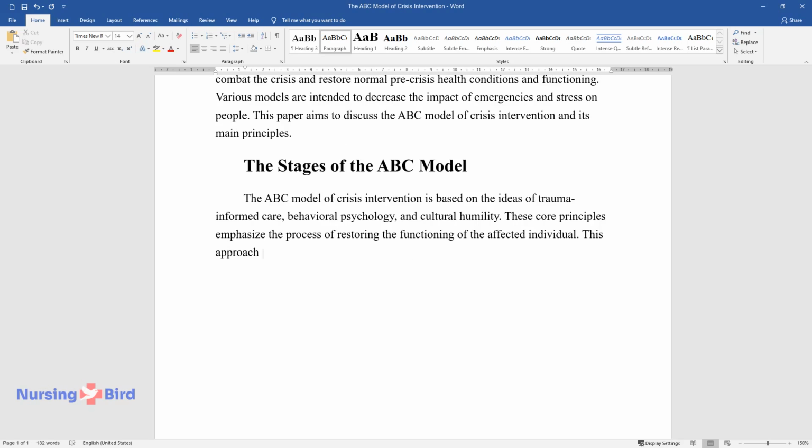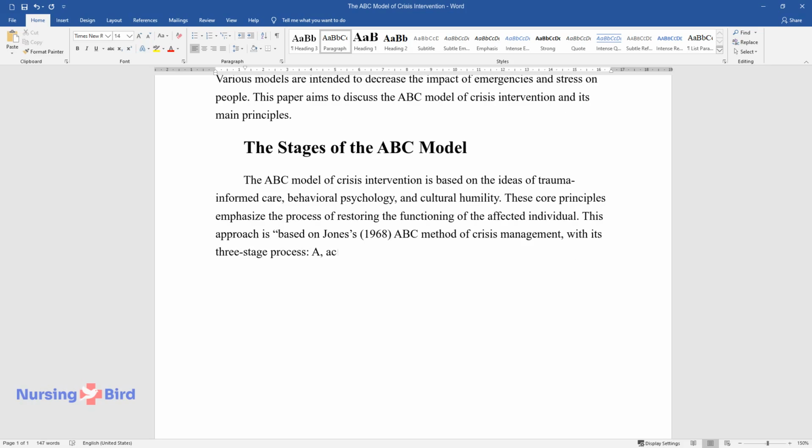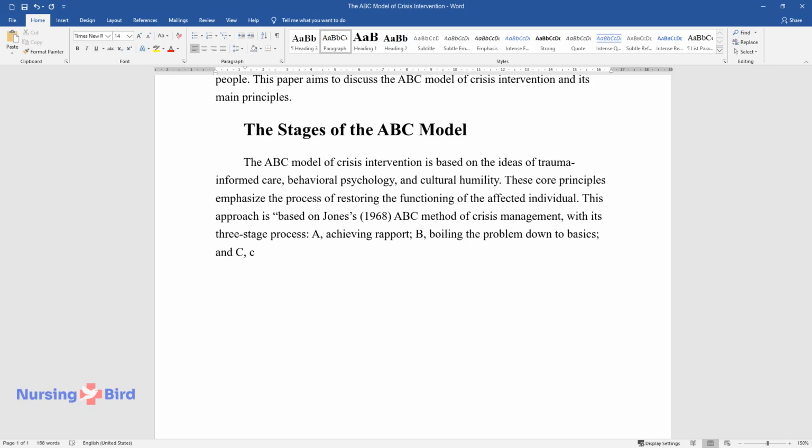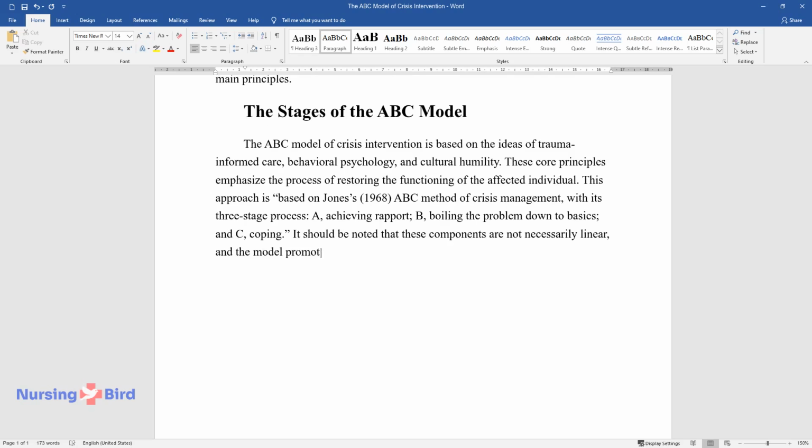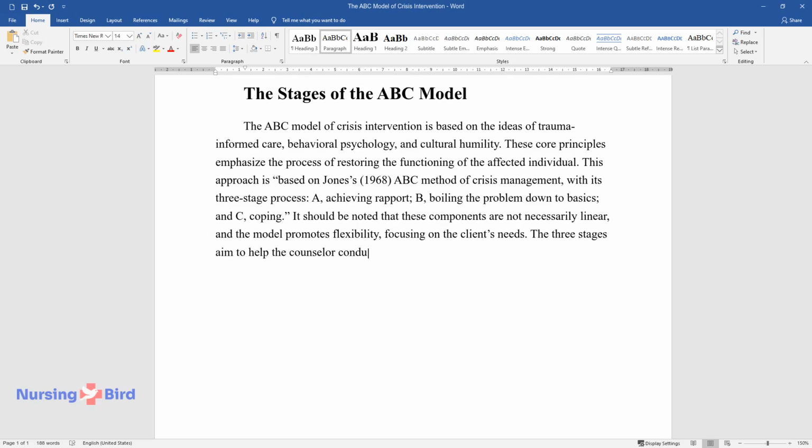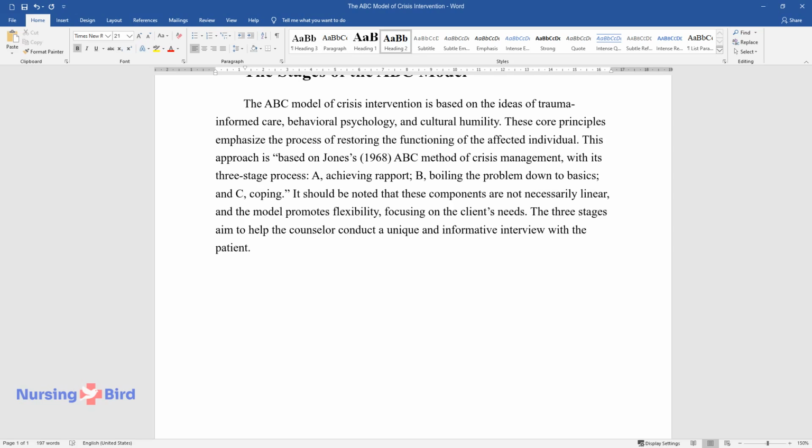This approach is based on Jones's 1968 ABC method of crisis management, with its three-stage process: A. Achieving rapport, B. Boiling the problem down to basics, and C. Coping. It should be noted that these components are not necessarily linear, and the model promotes flexibility, focusing on the client's needs. The three stages aim to help the counselor conduct a unique and informative interview with the patient.